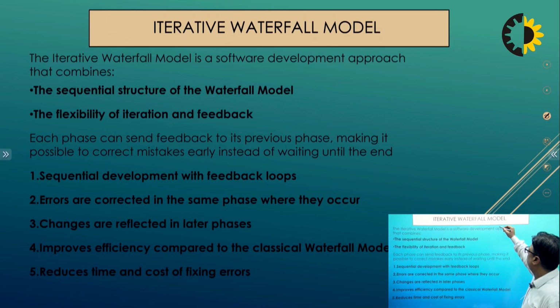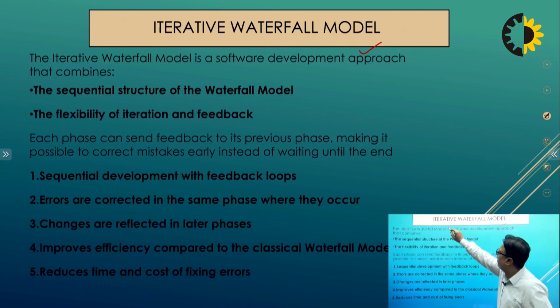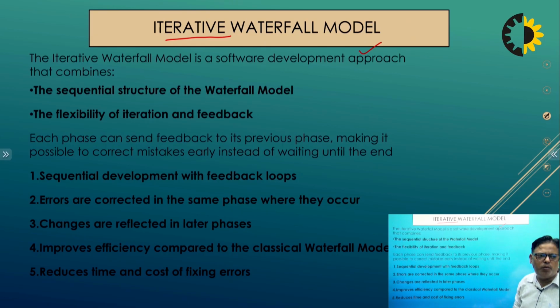Now the second model is the iterative waterfall model. What is the basic difference between the waterfall model and the iterative waterfall model? I already discussed in the previous slides that there is no feedback facility available in the waterfall model. In the initial phase, we decide all the requirements according to the customers. Various methods are used to collect the requirements, which I already discussed. But in the case of the iterative waterfall model, we have a feedback facility. We can provide feedback and change the requirements during the development of the software.